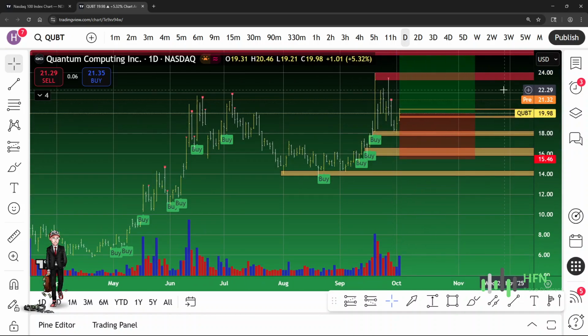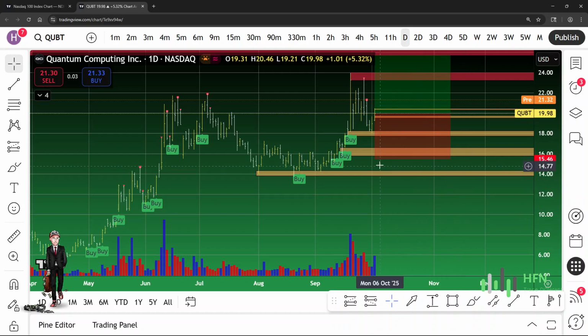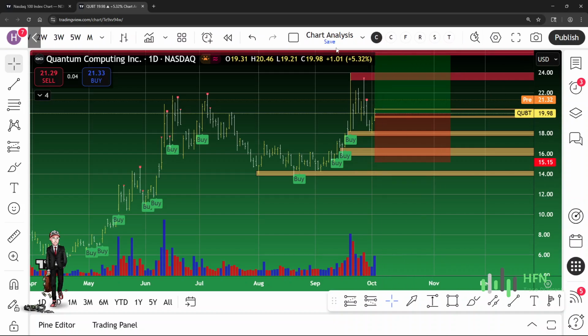Okay, so that is it. We got our idea on the chart, and we're going to see how it plays out. Make sure you maintain profit, and as always, trade different.